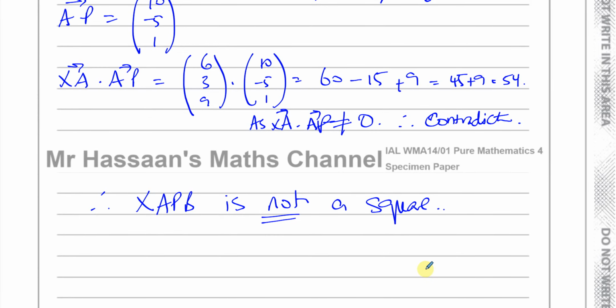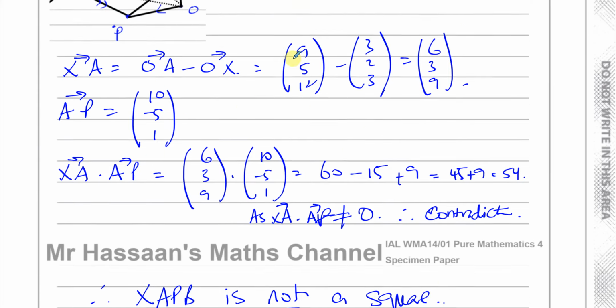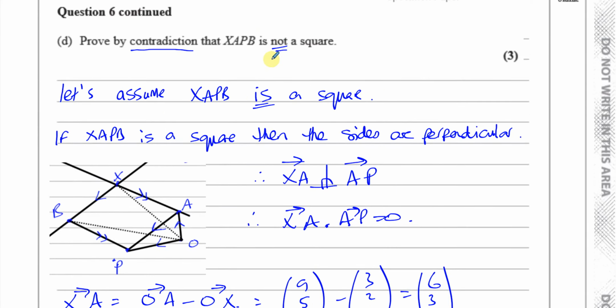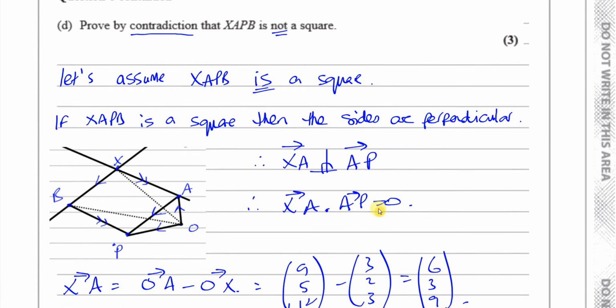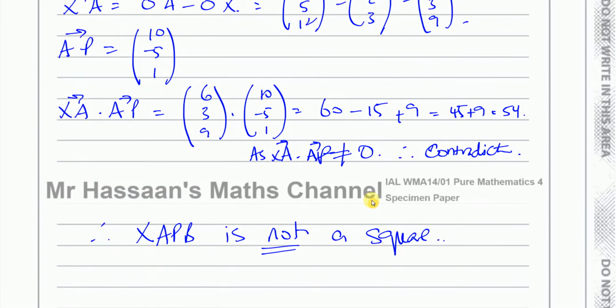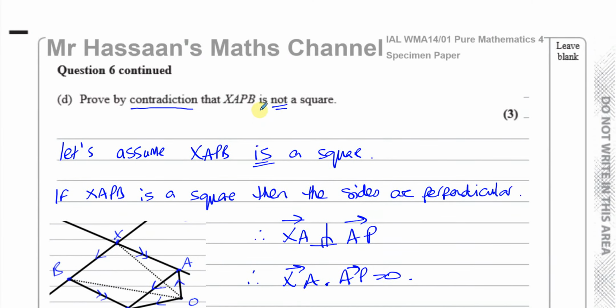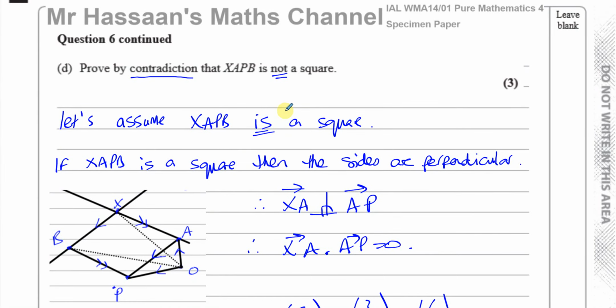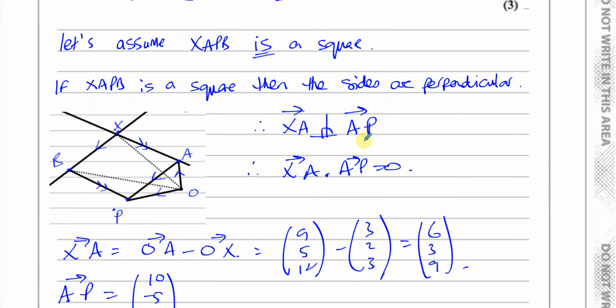Okay, so that's how you can show this contradiction. When you prove by contradiction, you first assume the opposite. So first I assume it is a square, and then if it's a square, the sides must be perpendicular to each other. As I've shown that XA and AP are not perpendicular, it's not a square. That's how you prove by contradiction, and that's the end of question number 6 about vectors, and also a bit about proofs at the end.